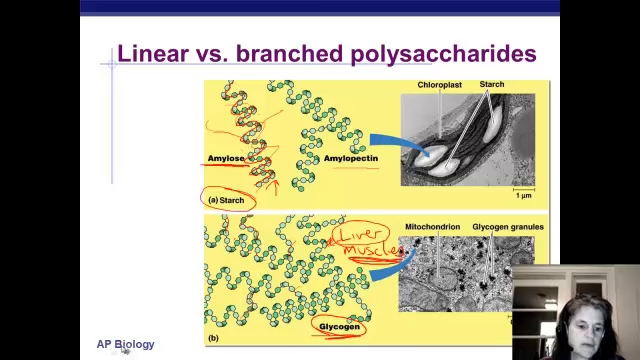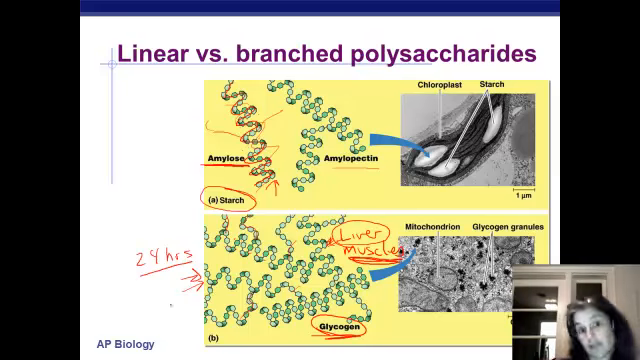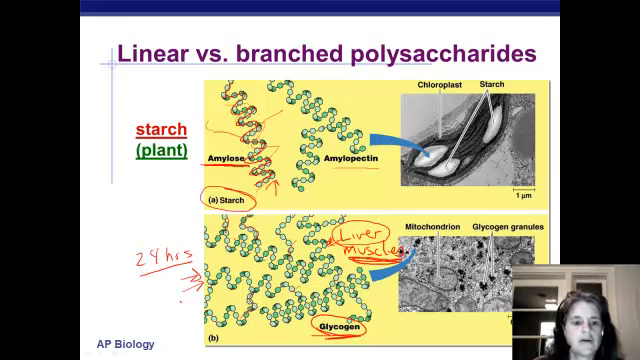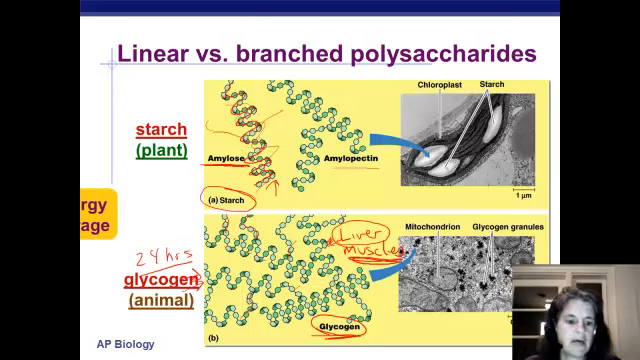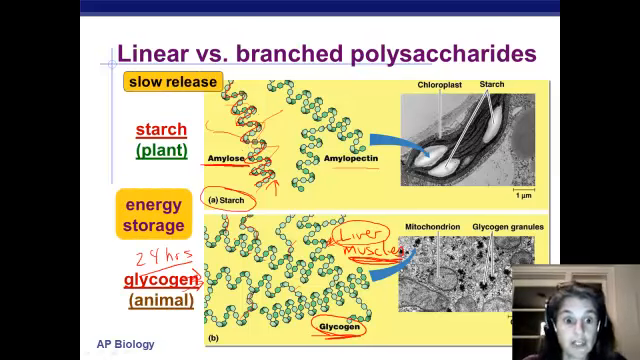It's probably important that you understand that you only have, I think I've got this right, about 24 hours' worth of glycogen stored in your body. So if you do not eat for a 24-hour period, during that period you will be drawing off your glycogen stores for energy. And it's only after that 24-hour period that your body would actually shift over to burning fat. Okay? So, starch made by plants, glycogen made by animals. Both of them are for storing energy long term.